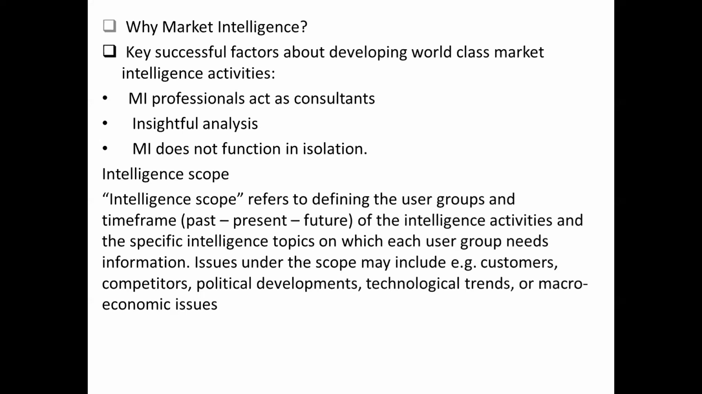The next part is intelligence scope. Intelligence scope refers to defining the user groups and time frame, that is past, present, future, of the intelligence activities and the specific intelligence topics on which each user group needs information. Now, issues under the scope can be considered like the customers, the competitors, political developments ongoing, technological trends, that is new innovations taking place, or macroeconomic issues. So on the global scale, what are the economic issues going on within one or the other country.